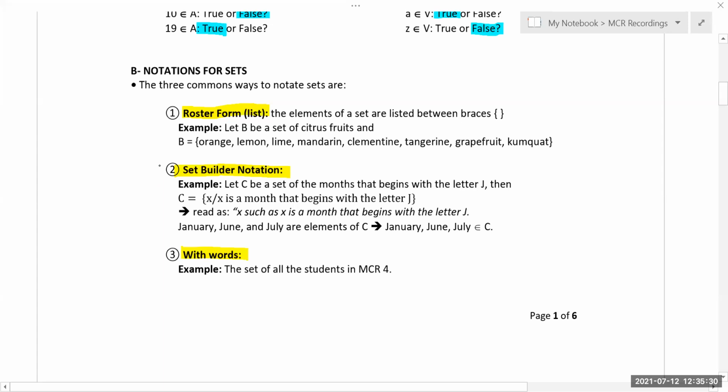So I'm going to come back to set builder real quick. When you write set builder, you write the variable such that, and then you define the variable. So it might be months that begin with letter J, or it could be X is greater than or equal to 2. That's your set builder notation. So in this case, if X is all the months that begin with letter J, January, June, and July are all included. And then words would be the set of months that begins with the letter J, the set of all students in MCR 4.